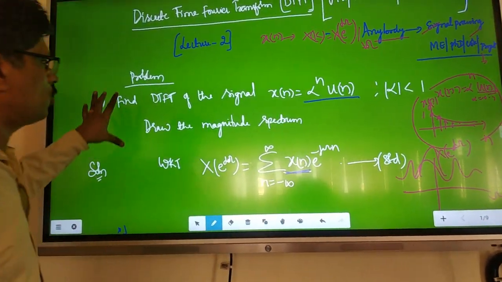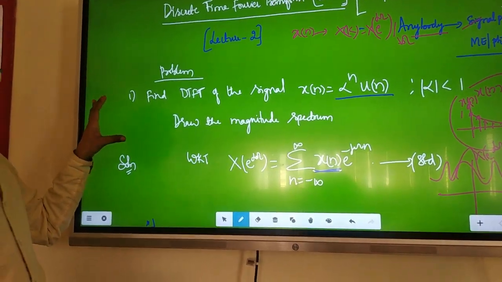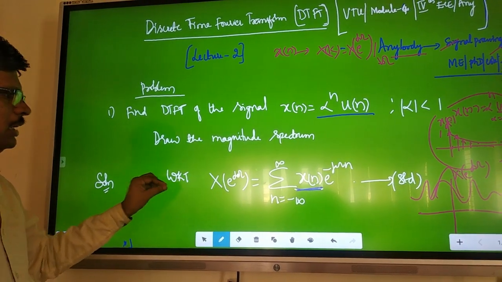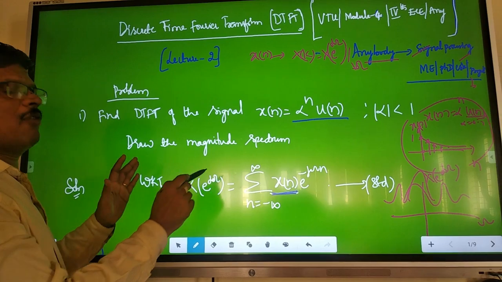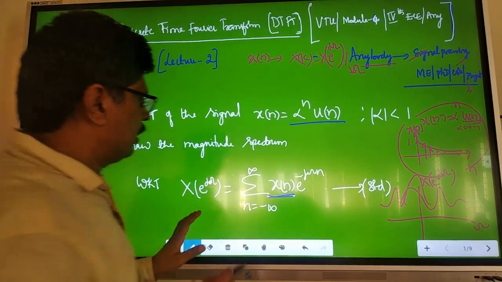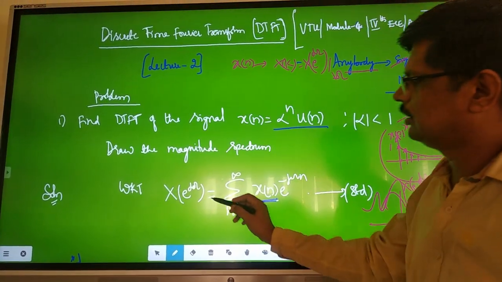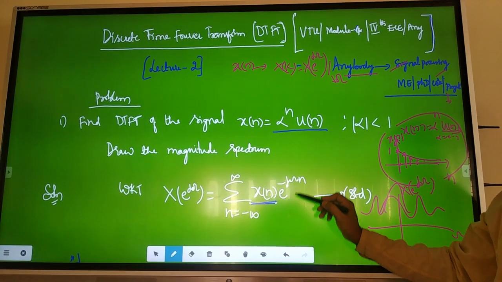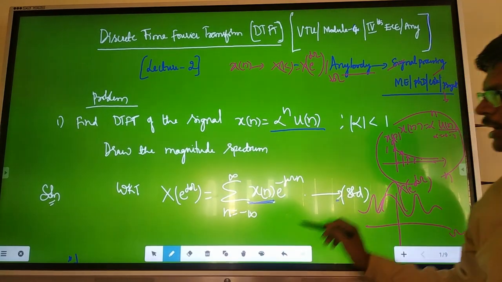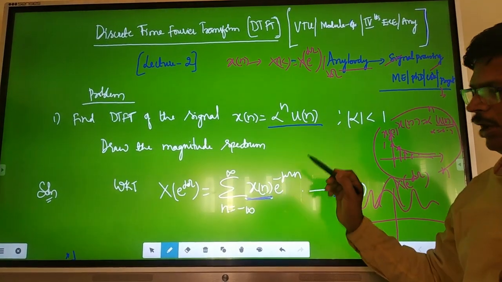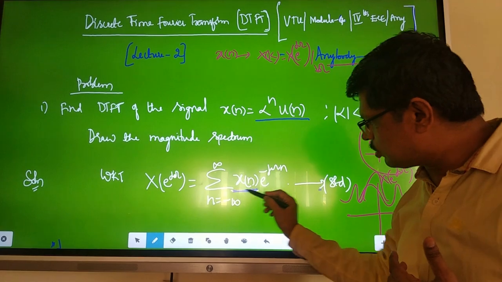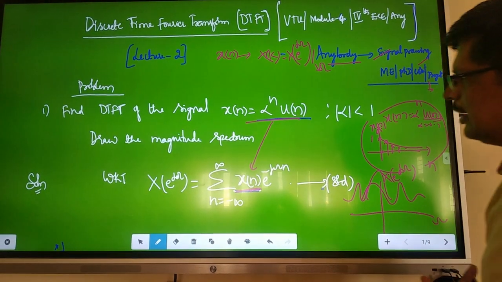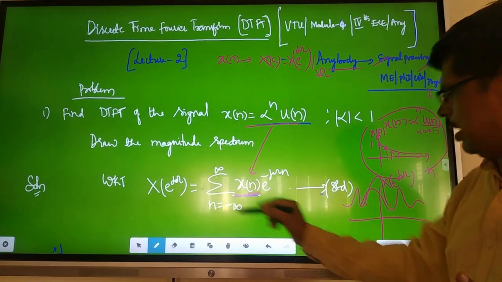Now, to do this problem, what you have to do? First write the standard formula: X of e power j omega is equal to summation n equal to minus infinity to plus infinity x of n into e power minus j omega n. Right? Now substitute what x of n is, as given here. What will you get?